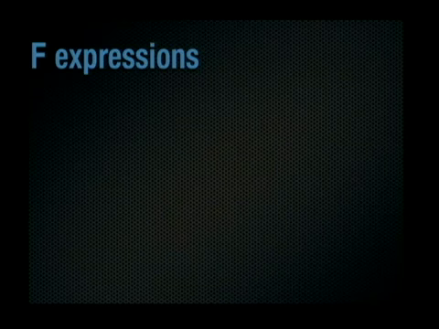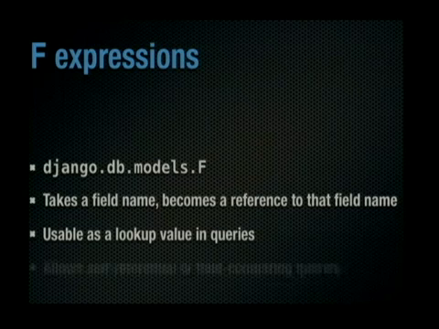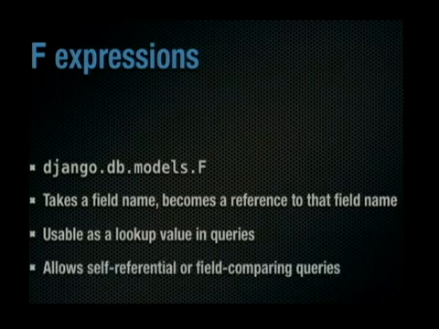The other special expression type is F expressions. Who's used one of these? These are my favorites. I love F expressions. This is django.db.models.F. All it does is take a field name and become a reference to a field name. It is usable as a lookup value in a query, and this is how you write self-referential or field-comparing queries in Django. If you have, say, a model that has two numeric fields on it, we'll call them A and B, you want to know how many instances have A as a lower value than B, you can basically stuff B into an F expression and be able to write that query. This lets you refer to a model field when you're writing an ORM query.